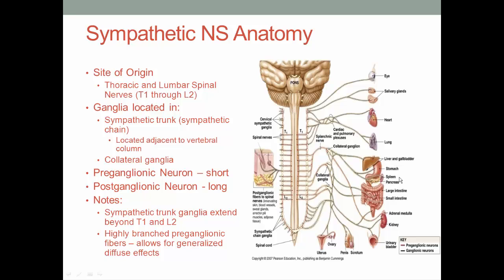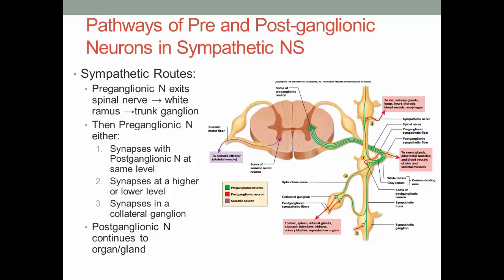Also, it's a highly branched system, much more branched. You can see a lot more possibilities of routes you can go through the sympathetic nervous system, and that allows for much more generalized and diffused effect of the sympathetic nervous system, unlike what we saw with the parasympathetic nervous system. Now, a little bit more detail about the pathways of the pre and post ganglionic neurons in the sympathetic nervous system that allows for this highly branched nature. So we're going to look first, let's see where the preganglionic neuron's going. Notice it's in green here. This green shows the preganglionic neuron. The red is the postganglionic neuron in this diagram.